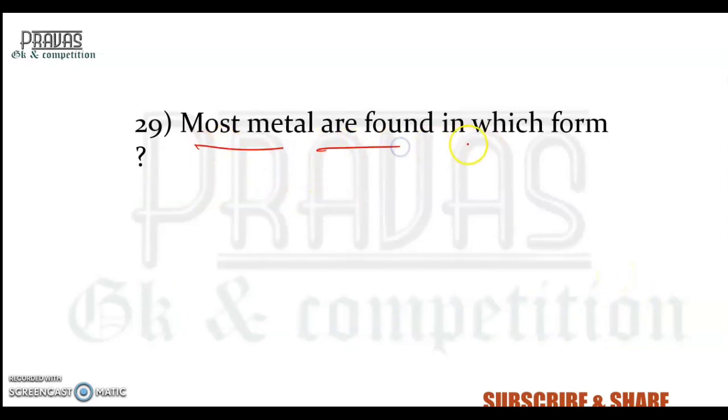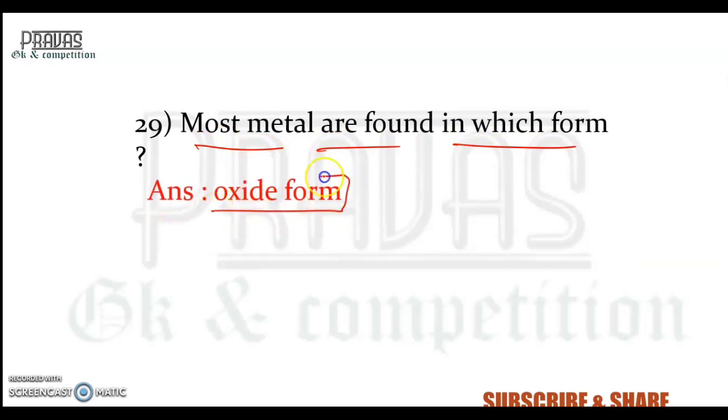Most metals are found in which form? Most metals are found in oxide form. Remember, most metals are found in oxide form because oxygen is highly available on earth. So all metals are found in oxide form.